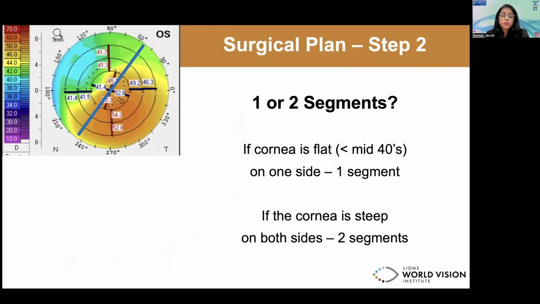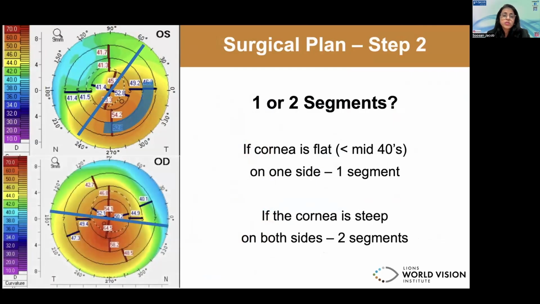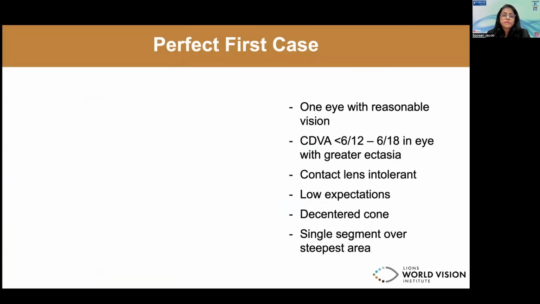Now, how do you decide between one or two segments? If the cornea is flat in the opposite hemisphere, less than mid 40s, you put only one segment on the steeper side. However, if the cornea is steep on both sides, then what you do is you go ahead and put two segments.